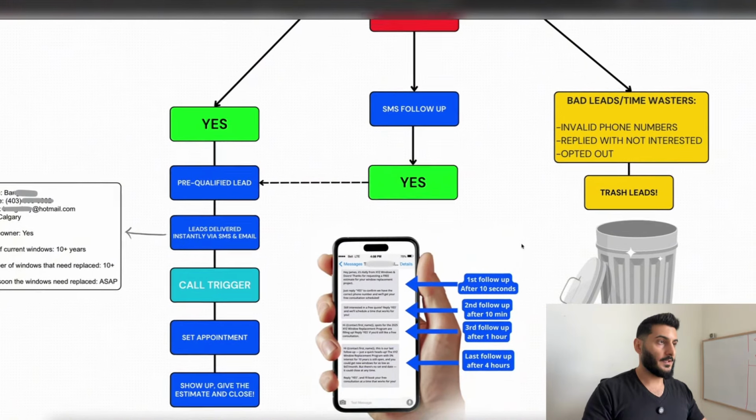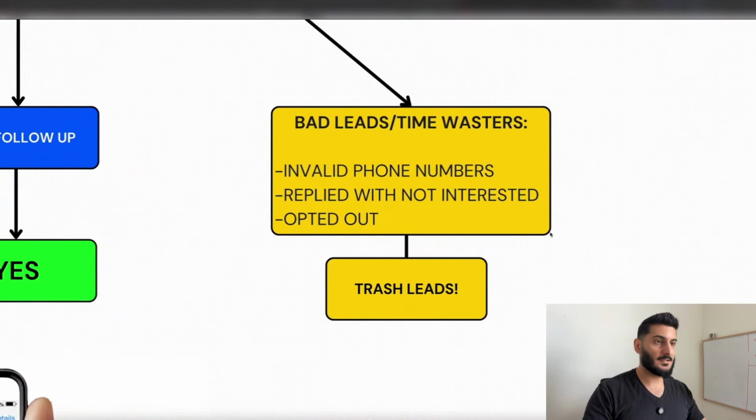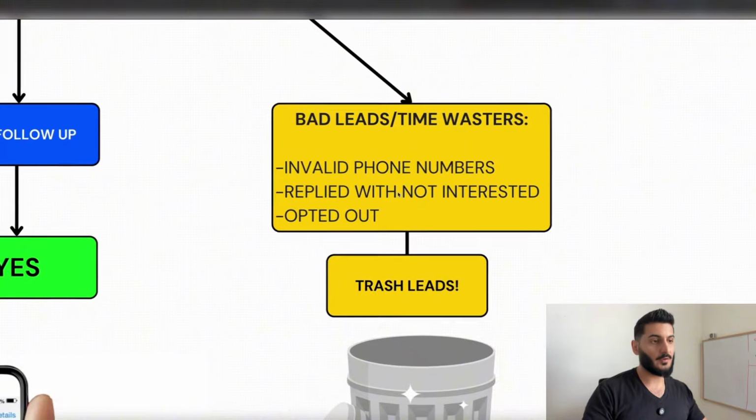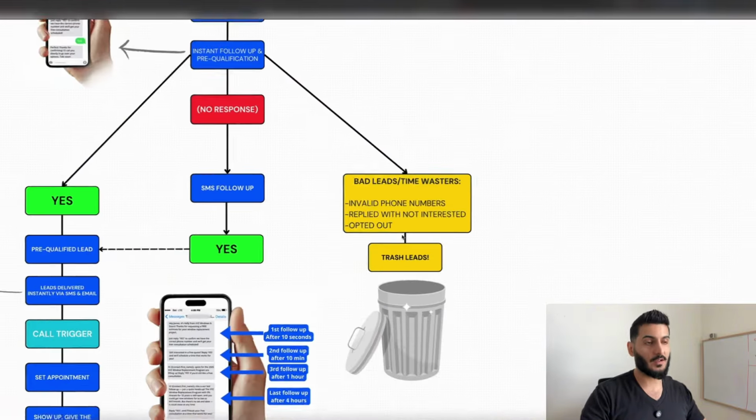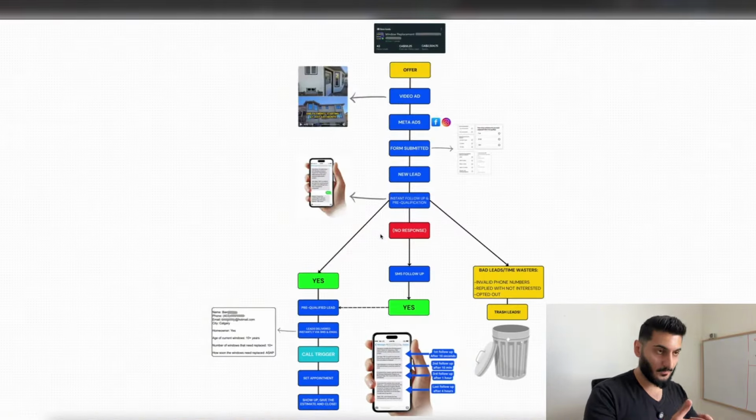Now, if they don't reply here, or if they're just an invalid lead, or they replied they're not interested, or they opted out, they go down the trash, you don't even see them. So our clients only see people who are pre-qualified, they replied with the yes, and they're looking to move forward within the next 60 to 90 days.